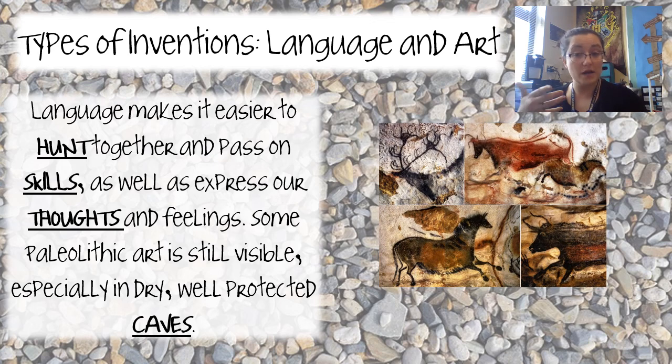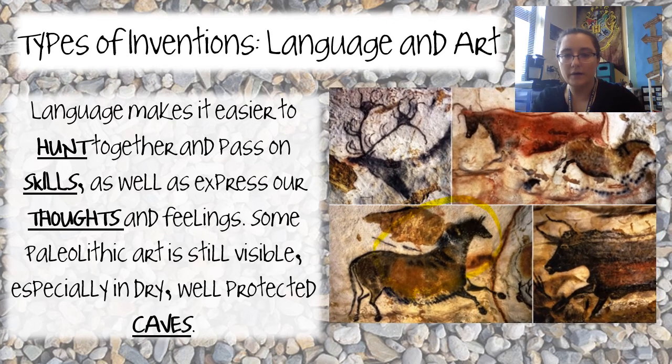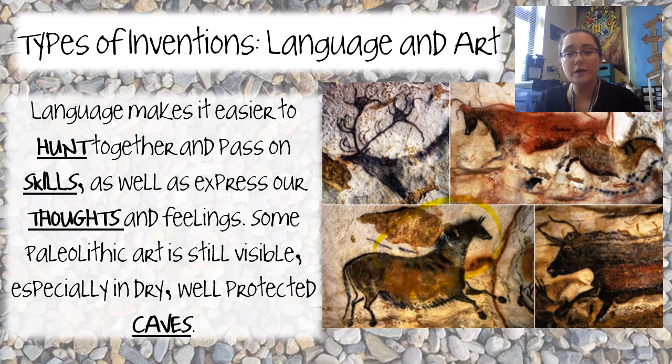Now, we know that at some point in human history, language adapted because it's something we have. It makes it easier to hunt together and pass on skills, as well as expressing our thoughts and feelings. And some Paleolithic art we can still see, especially in dry, well-protected caves. It's mostly pictures that show nature and hunting scenes like we see here. Okay, so we see deer here, we see antelope, we even see some scenes of hunting.